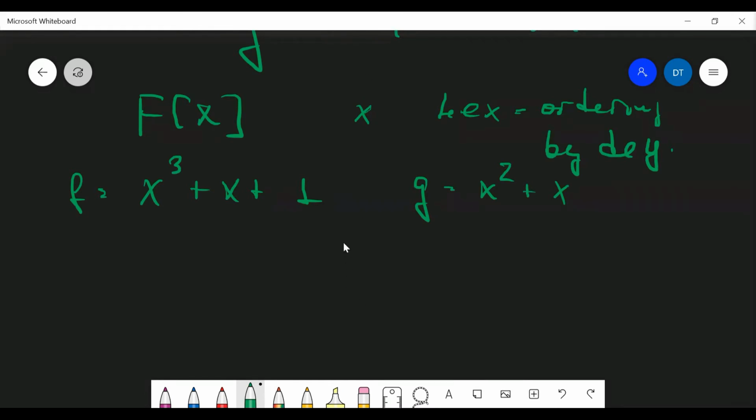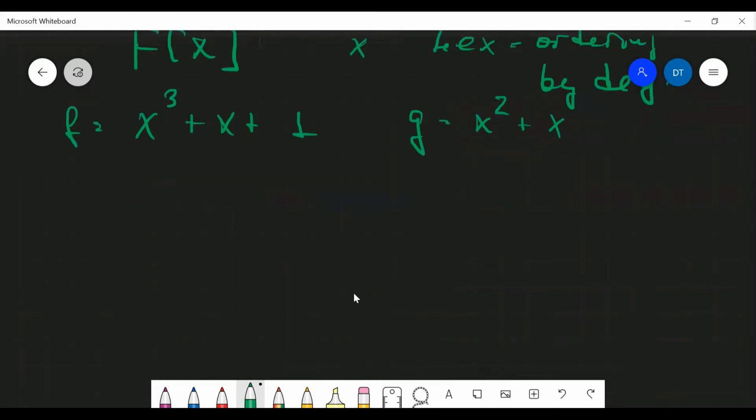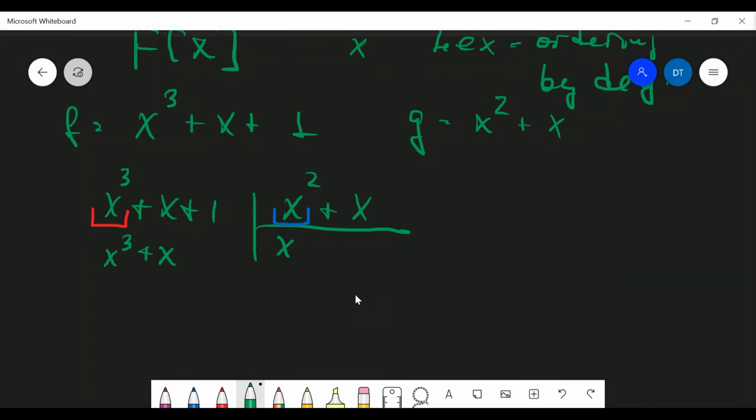By the definition, you take x cubed plus x plus 1, and you write x squared plus x. You take the leading monomial here, and you want to cancel the leading monomial. How do you cancel this? You just multiply by x and subtract. When you multiply by x, you will get x cubed plus x squared, and when you subtract, you cancel this leading monomial, and you will get minus x squared plus x plus 1.